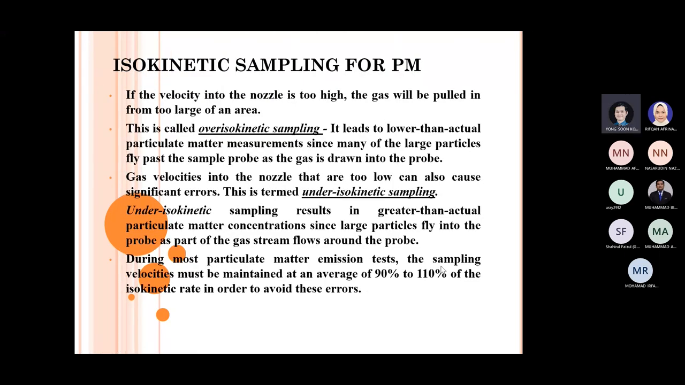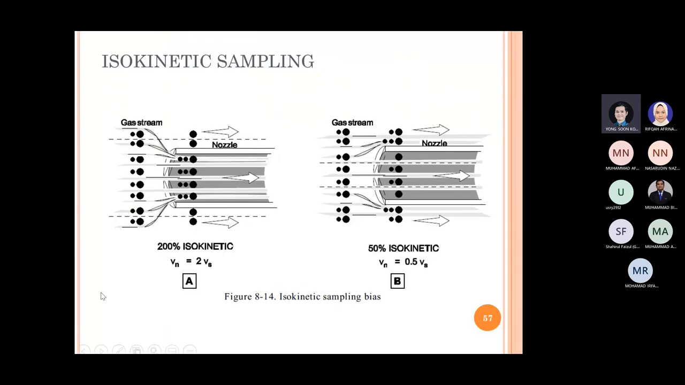So here is the description. If you have over isokinetic sampling, what happens? If you have under isokinetic sampling, what is going to happen? Whatever the variation, non-compliance of isokinetic condition is going to influence the accuracy of your concentration of the pollutants as measured. Now this diagram shows you if you have over isokinetic, that means the velocity is higher, so you're probably going to get more particulates into the nozzle, so you're going to have overestimation. If you have more gas traveling into it, which is over here, you're going to get more gas and less particulate. So there will be underestimation of the PM concentration.